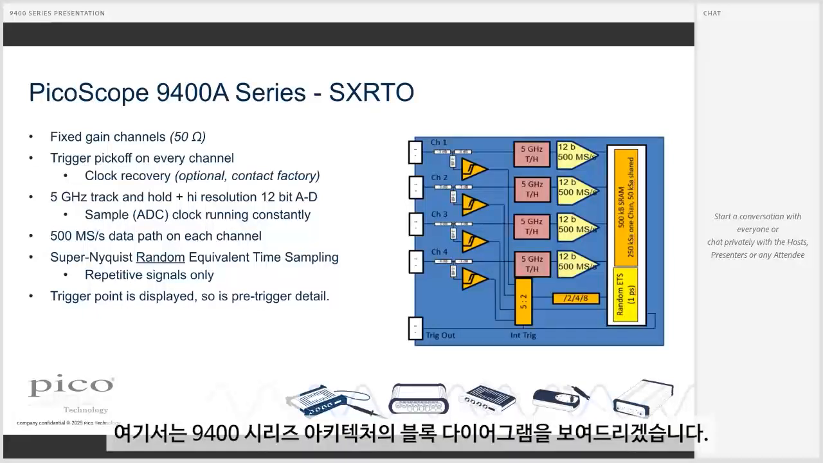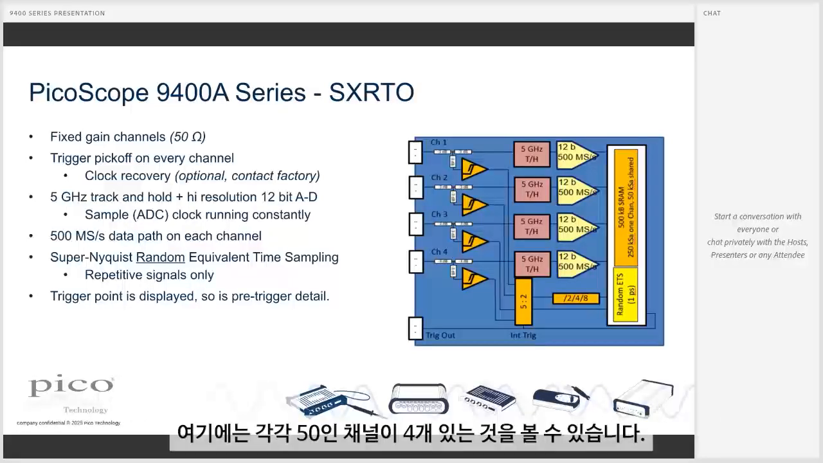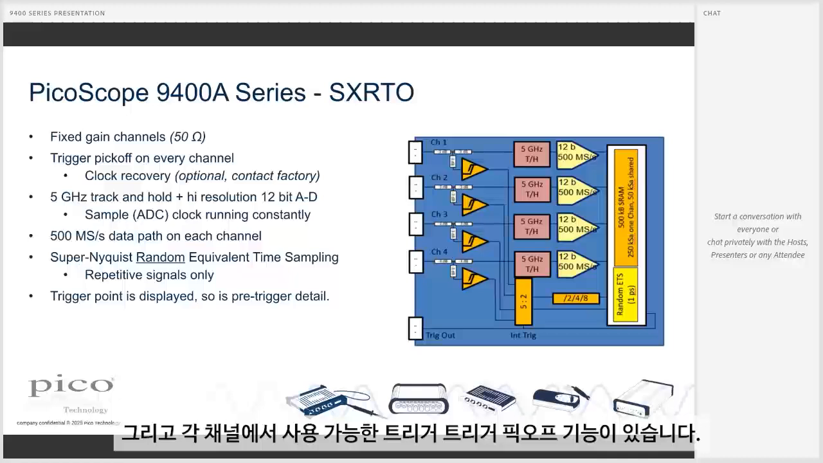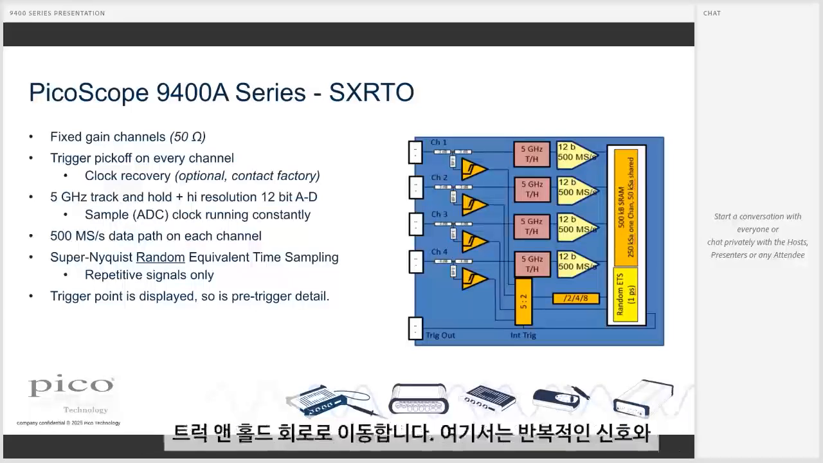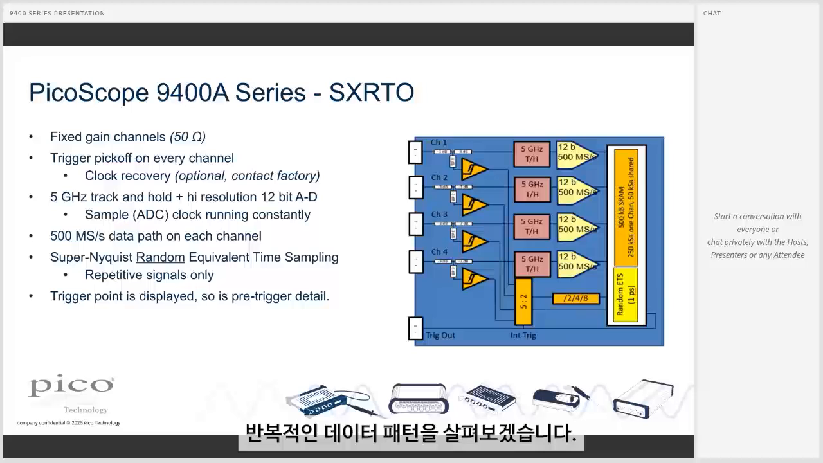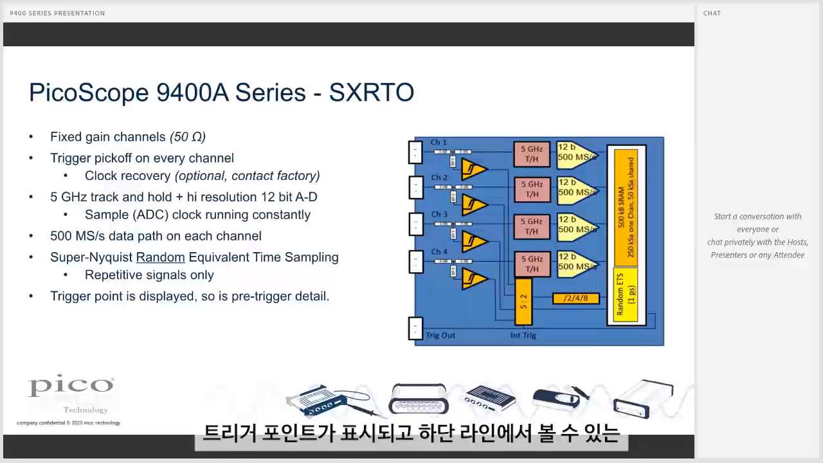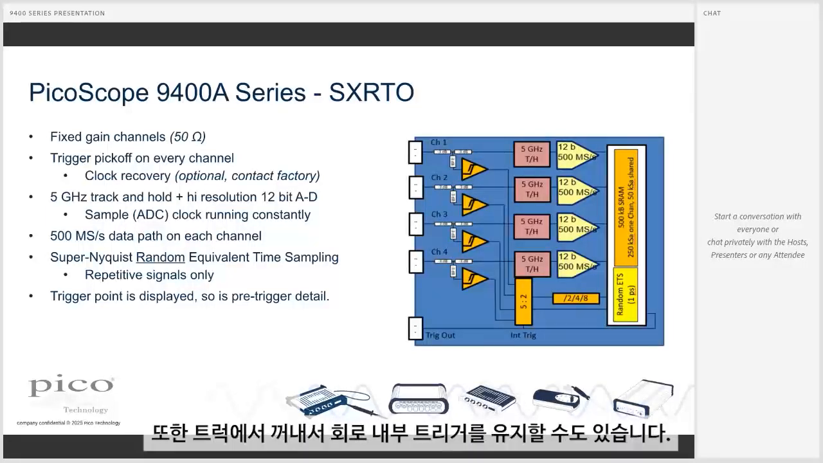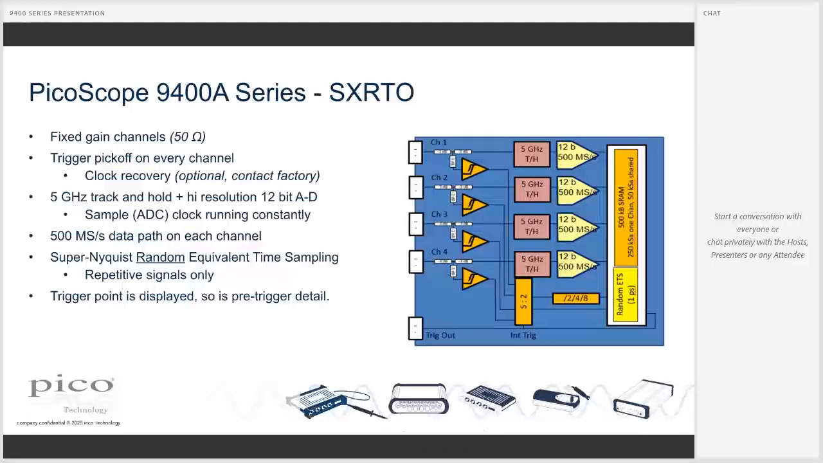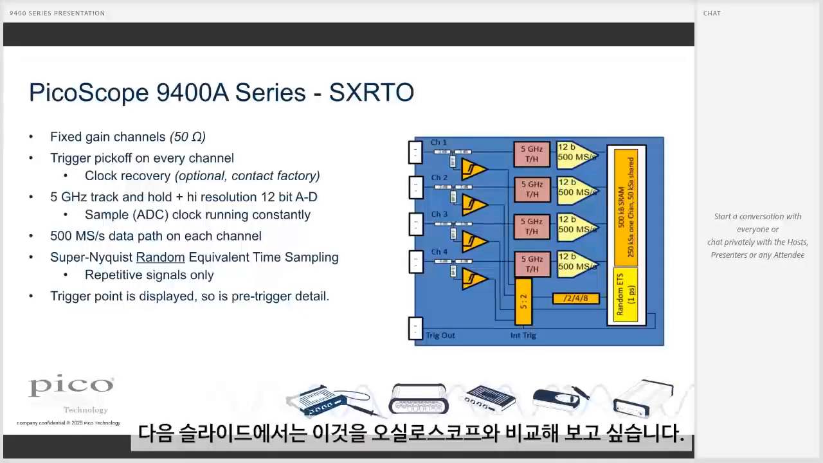So here I'm actually showing a block diagram of the 9400 series architecture. You can see we have 4 channels here, which are each 50 ohm, and we have the trigger pick-off available on each channel. We then go into a track and hold circuit, which is 5 gigahertz, before moving on to the data path for each channel. Just a reminder here, we are looking at repetitive signals and repetitive data patterns. The trigger point is displayed and also is the pre-trigger. You can see on the bottom line here, we also have a trigger out, and you can also take from the track and hold circuits internal triggering as well. In the next slide, I want to compare this to the sampling oscilloscope.